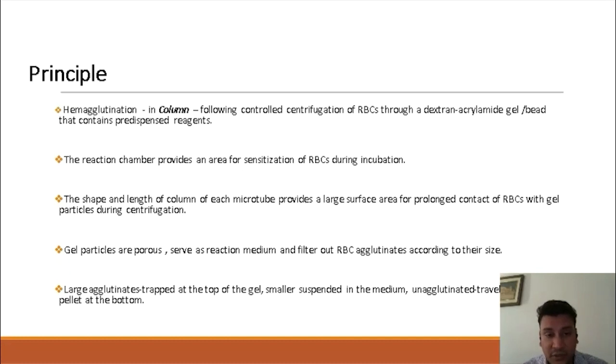The principle is very simple. It's actually a column and it contains gel or glass beads with pre-dispensed reagents. So the reaction chamber will actually provide area for sensitization of RBCs with antibody during incubation, and then as we centrifuge the card, the red cells will move through the gel, and the gel is coated with the anti-serum. So the gel is porous and it serves as a reaction medium. If the RBCs react with the anti-sera in the gel, then agglutinates will be formed and they won't be able to pass down through the gel. Agglutinated cells will remain at the top while unagglutinated cells will go down unimpeded at the bottom of the microtube.